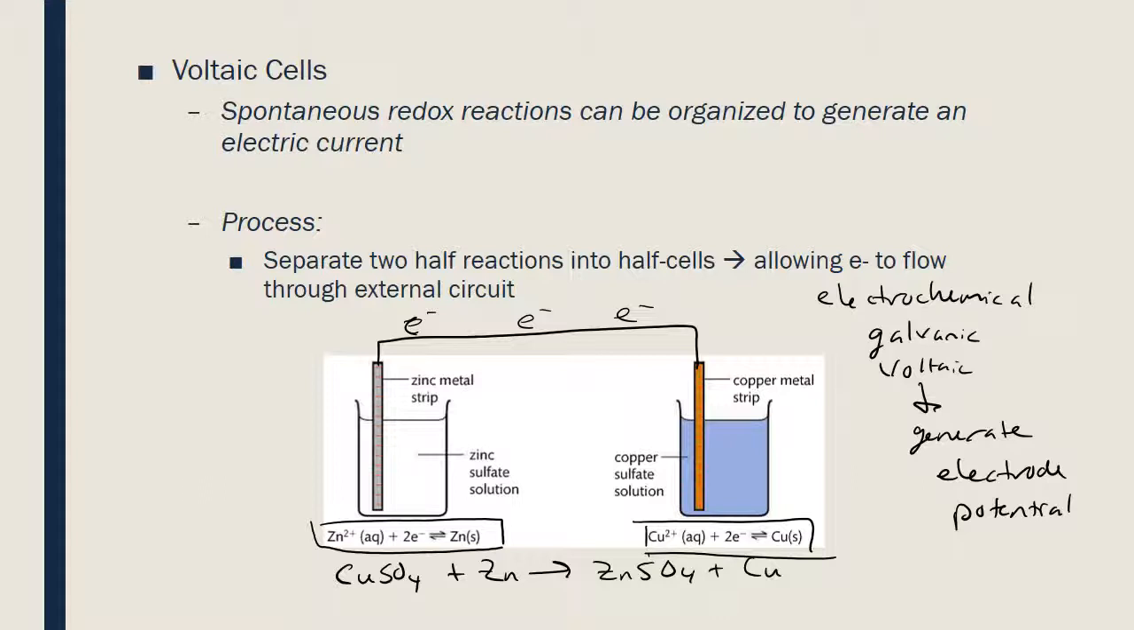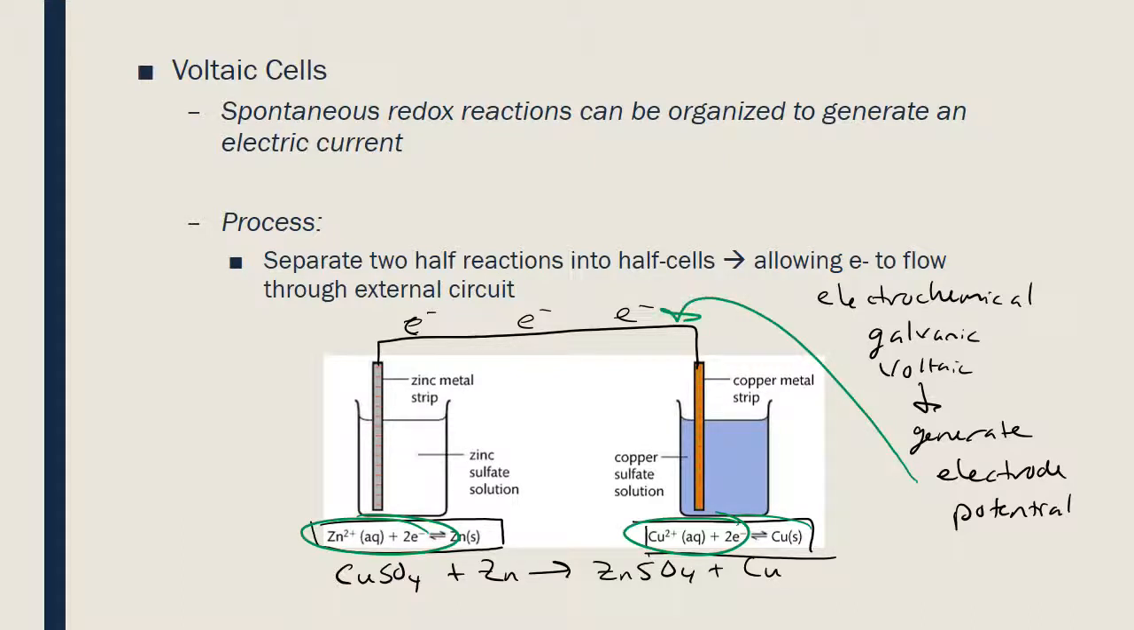We will be referencing batteries throughout all these videos. Now, what creates that electrode potential is the release of these electrons. So that movement of electrons from one half cell to the other is what creates the electrode potential.